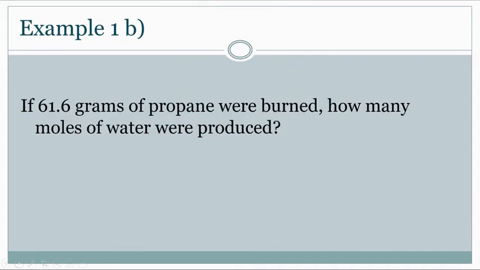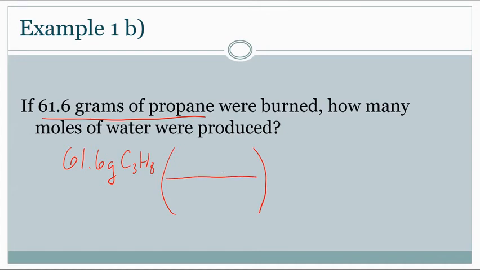If 61.6 grams of propane were burned, how many moles of water were produced? So I've got 61.6 grams of propane. My propane is C3H8. So the first step here, I can't use my mole ratio because I'm not in moles yet.